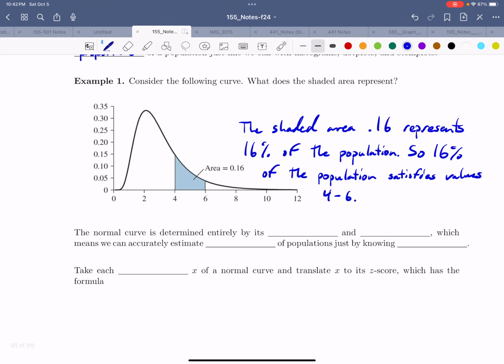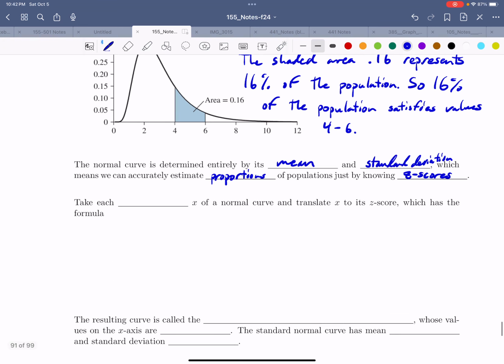Okay? Now, one cool thing is that the normal curve is determined entirely by its mean and standard deviation. Which means we can accurately estimate proportions of populations just by knowing z-scores. Right? Remember we did z-scores a couple of SLOs ago? Right? So what we're going to do to find the standard normal curve is we take each raw score, x, of a normal curve, and we turn it into a z-score by applying the z-score formula.